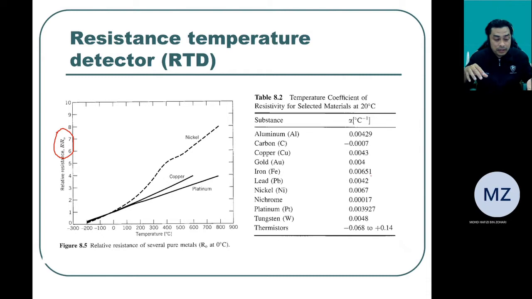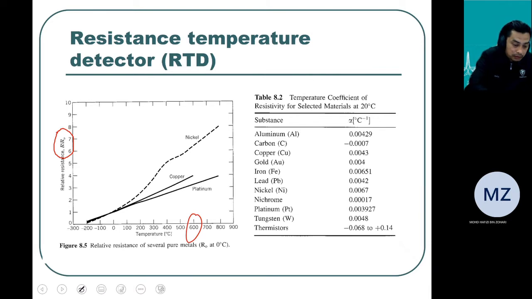Just now I mentioned platinum is frequently used. It has a very linear line, so it can be used for measurement and can accurately show the value for temperature measurement. Platinum and copper, but copper goes up to maybe about 600, while platinum can give up to 800 degrees. So we have a large range, starting from the cryogenic until the maximum of 600 for copper and 800 for platinum.